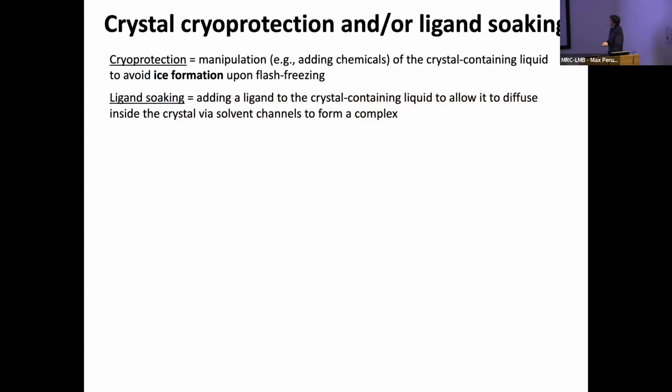So if you need to do cryoprotection and ligand soaking, we can help you with that. Cryoprotection means that you need to add some kind of cryoprotectant into the solution where the crystal is before freezing it, to try to stop the ice formation during flash freezing. Ligand soaking, you might want to add a ligand to your crystal. That's possible. It's a common practice in drug discovery.